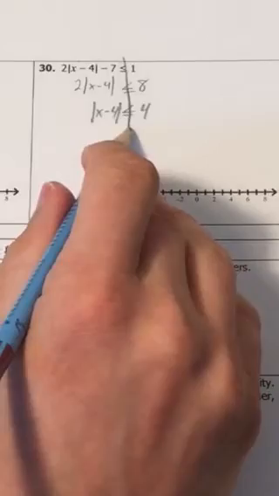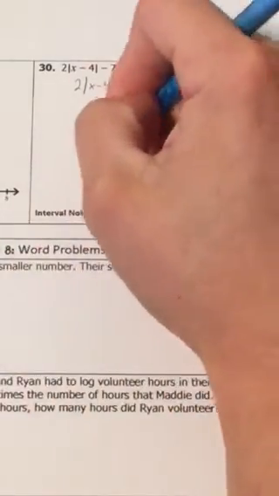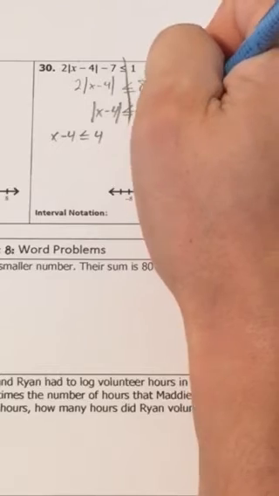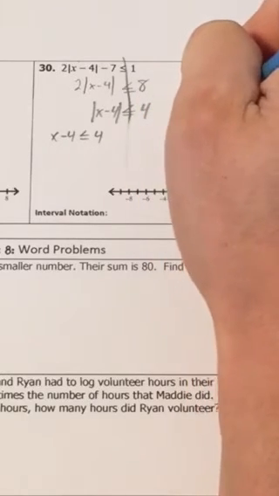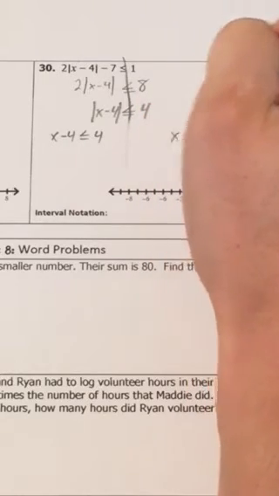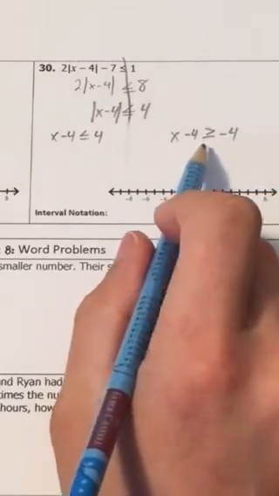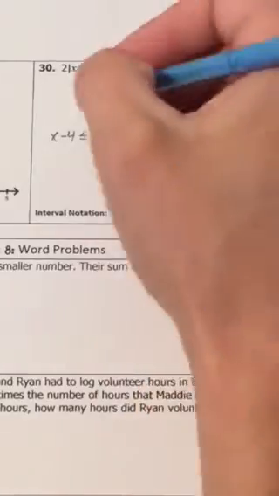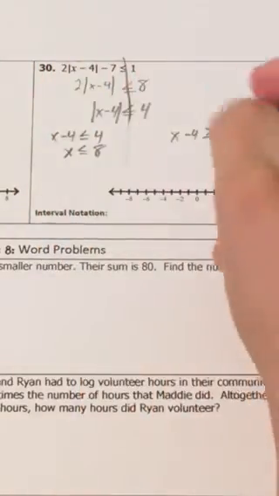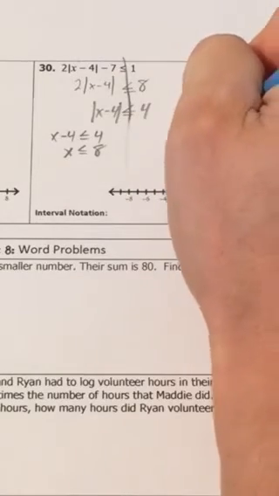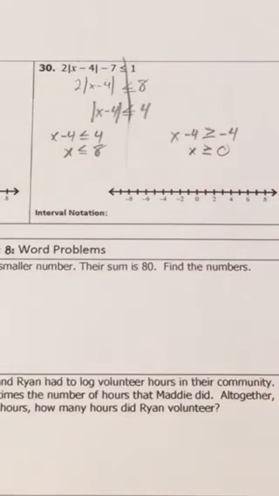And now my absolute value is isolated, so I'm going to break this into 2 separate equations where I have x minus 4 is less than or equal to 4, and x minus 4 is greater than or equal to negative 4. So again, I make this negative, but I also need to change that sign. Okay, so let's solve these. X less than or equal to 8, and x is greater than or equal to 0.